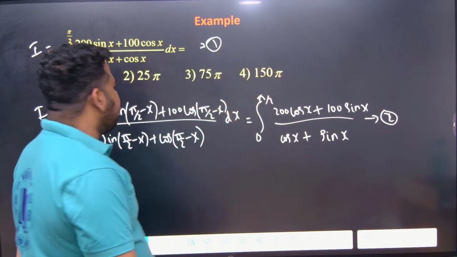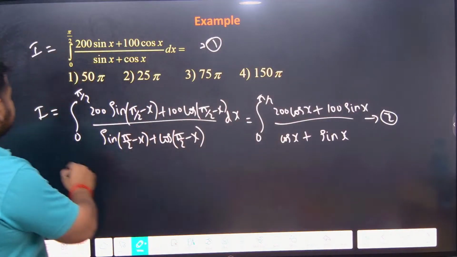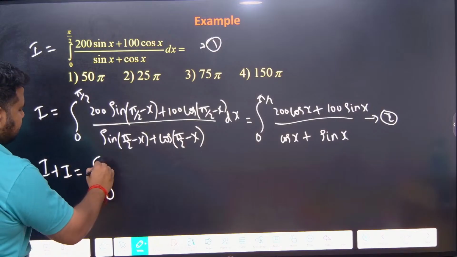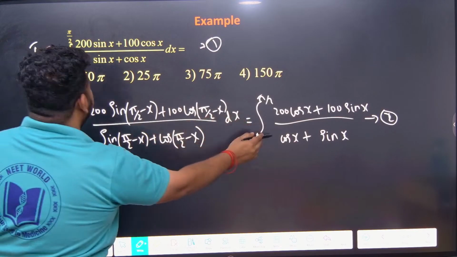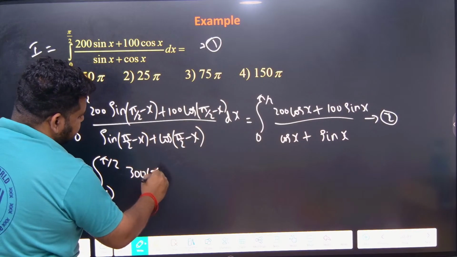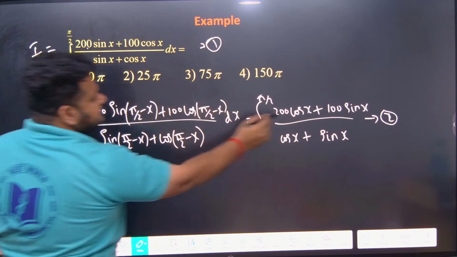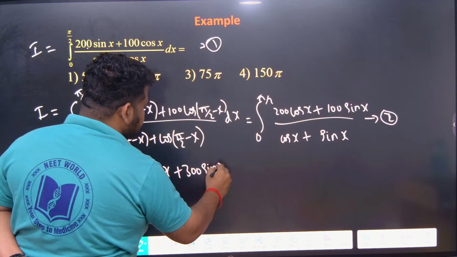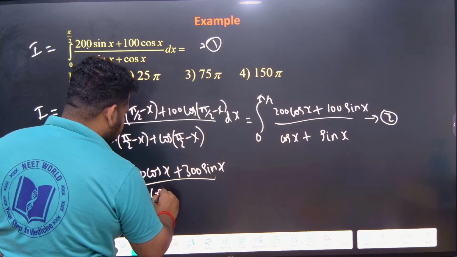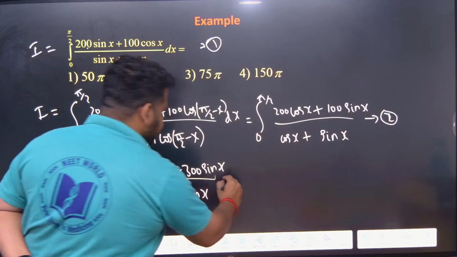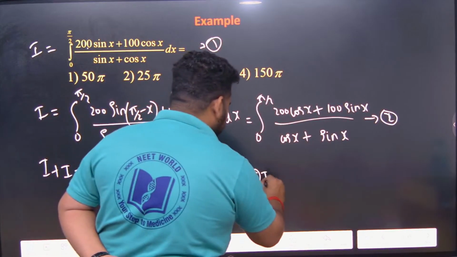Now what we will do? Add equation 1 and equation 2. I plus I, you will get the integral from 0 to pi by 2 of 200 cos x plus 100 cos x, which is 300 cos x, plus 200 sin x plus 100 sin x, which is 300 sin x, divided by cos x plus sin x. I plus I is 2I.